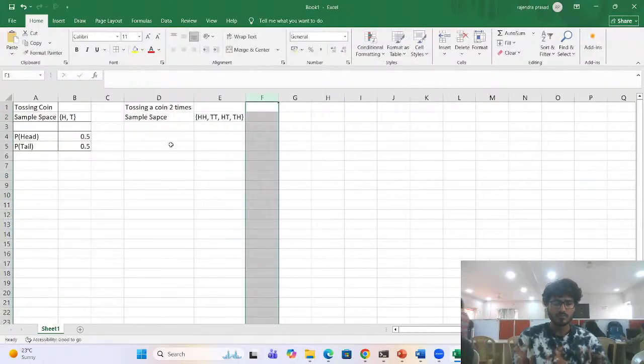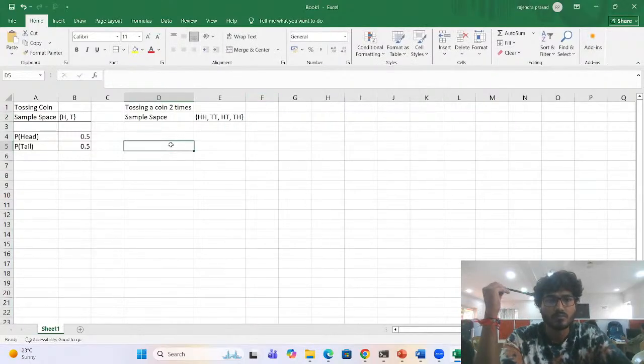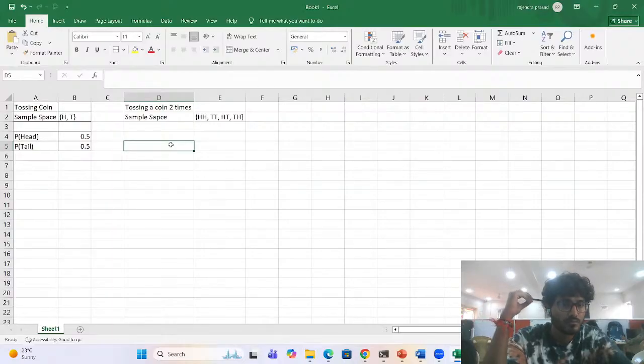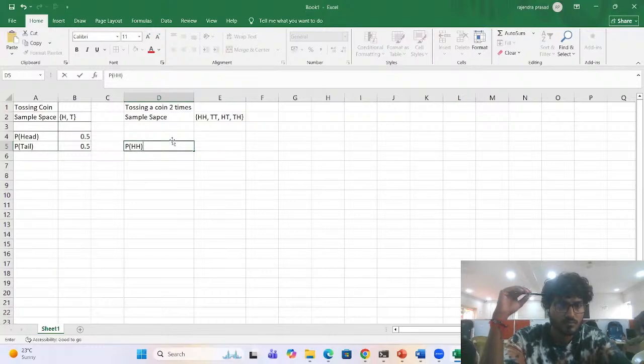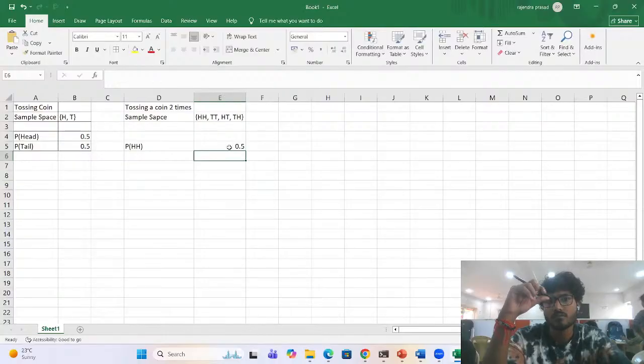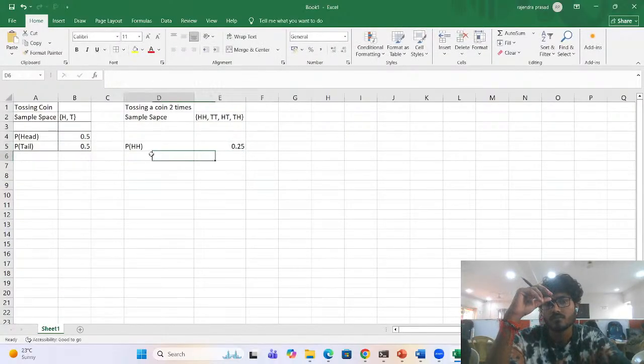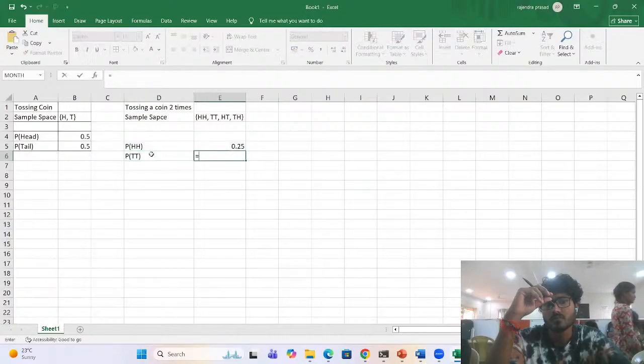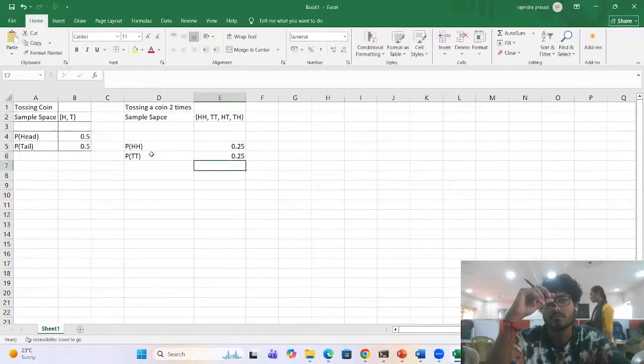Now let me calculate the probability of each possible event. What is my first event? The probability of the event 2 heads. What is the probability of getting 2 heads? 1 divided by 4, which is 0.25. Next, what is the probability of getting 2 tails? How many possible cases? 1 divided by 4.